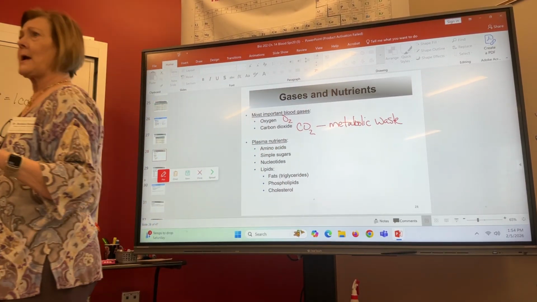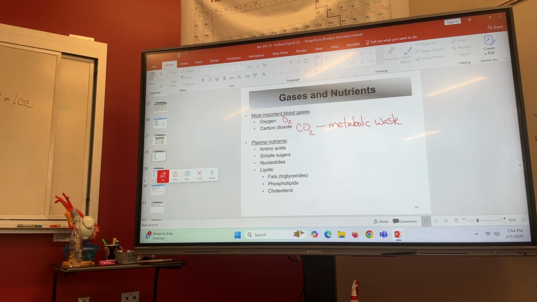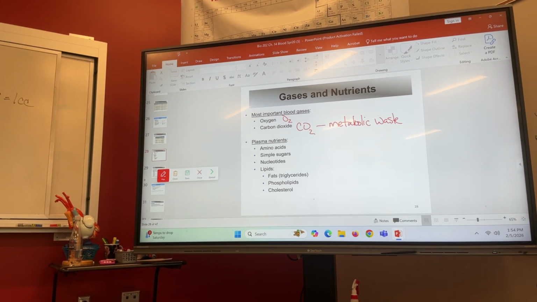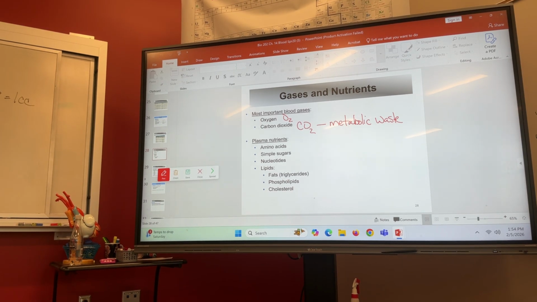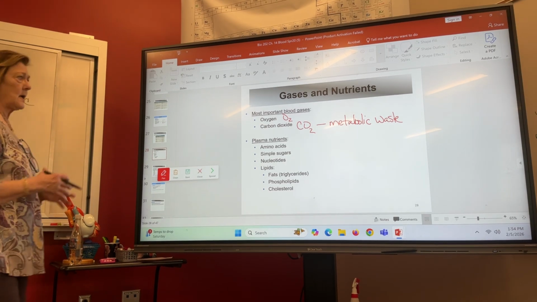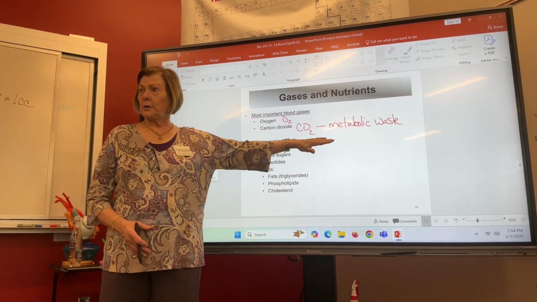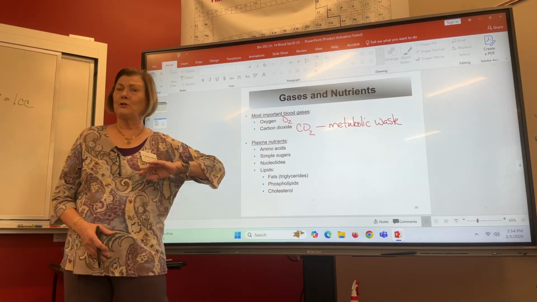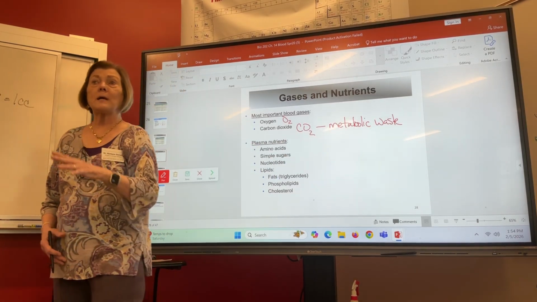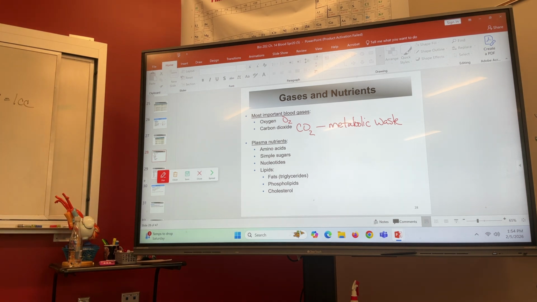Through the process of your body making energy, could you please tell me what our form of cellular energy is? 3 letters. ATP. In the process of our bodies converting our nutrients and stuff to energy, a byproduct that we do not need and we do not want is carbon dioxide. So like Grace said, we're going to exhale it.